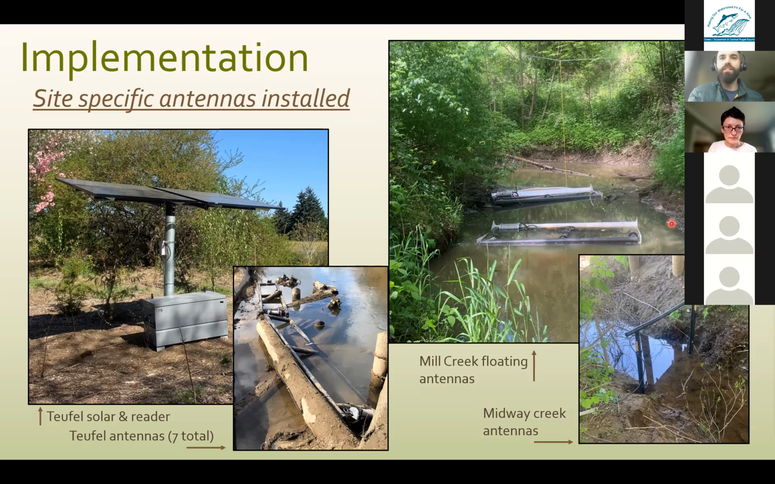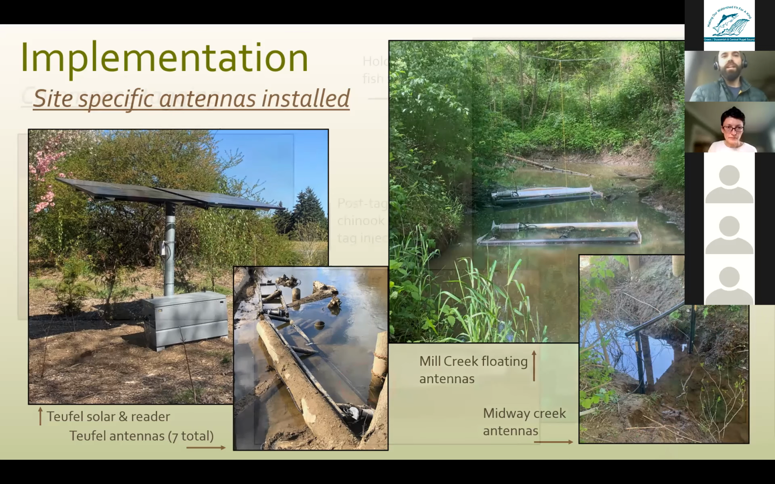At Mill Creek, we devised some antennas on floating platforms because we were about 50 meters upstream of the mouth, where the water elevation changes pretty drastically. So we anchored them from a high line, and they were able to float on the surface with the changing water levels and worked really well. Midway Creek, these are the antennas that we installed out there, being a really small system. Just these simple rectangular antennas worked well.